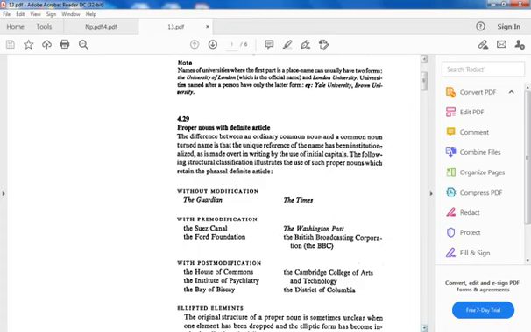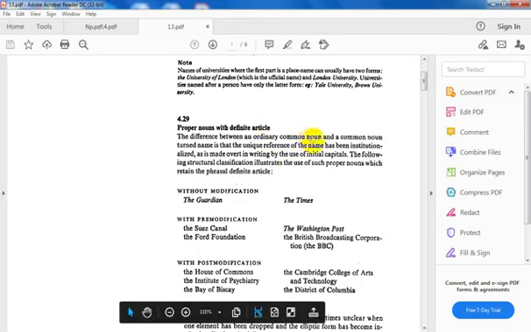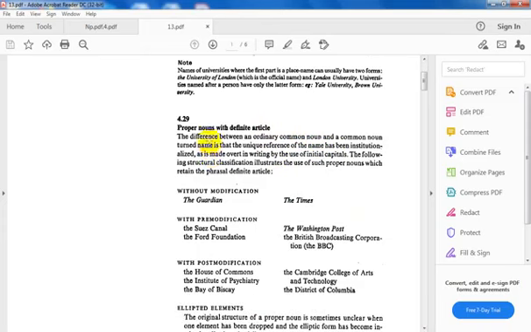The difference between an ordinary common noun and a common noun turned name is that the unique reference of the name has been institutionalized, as is made obvious in writing by the use of initial capitals. The following structural classification is through the use of such proper nouns, which retain the phrasal definite article. What does this mean?